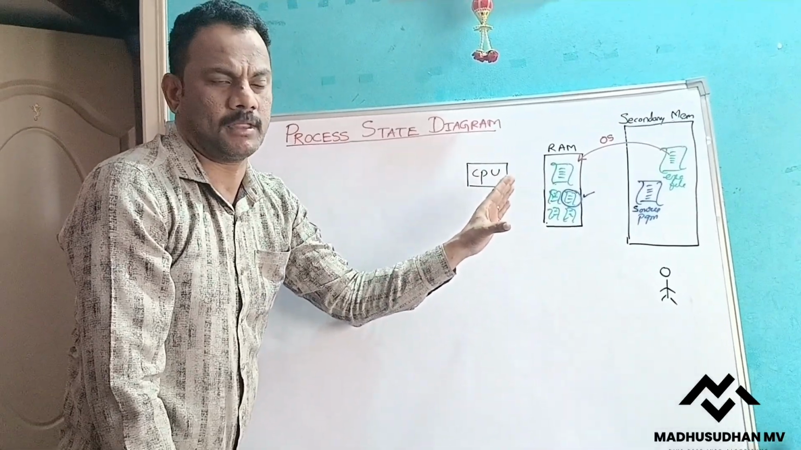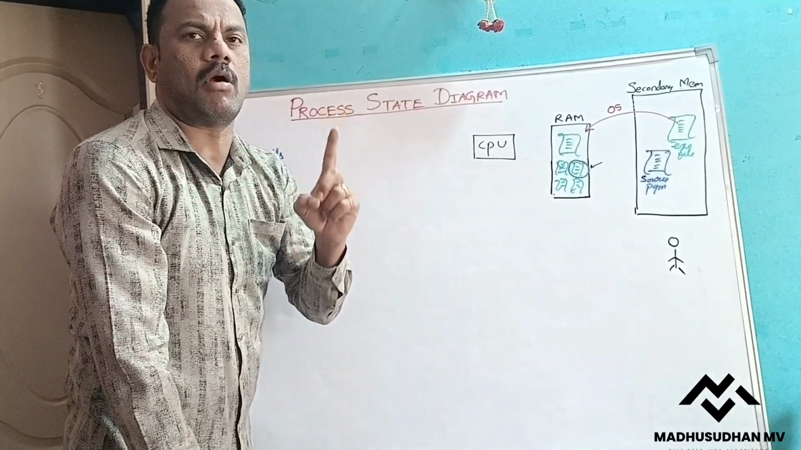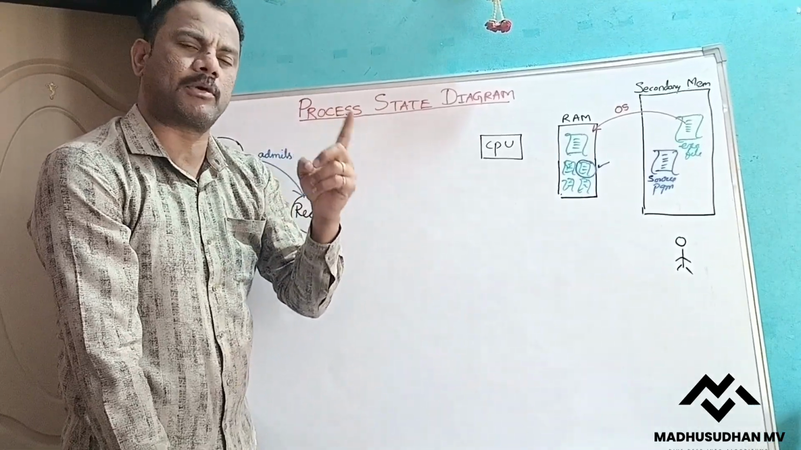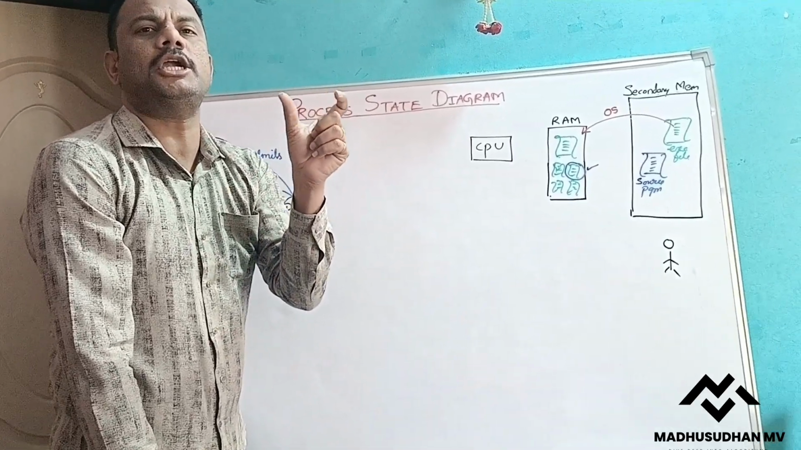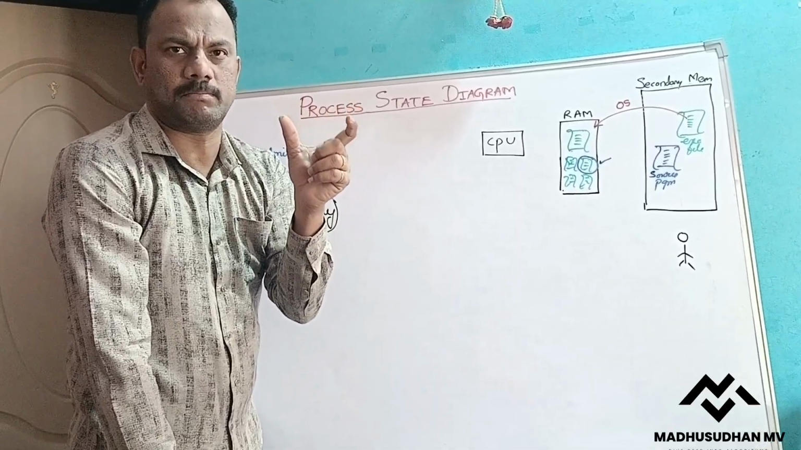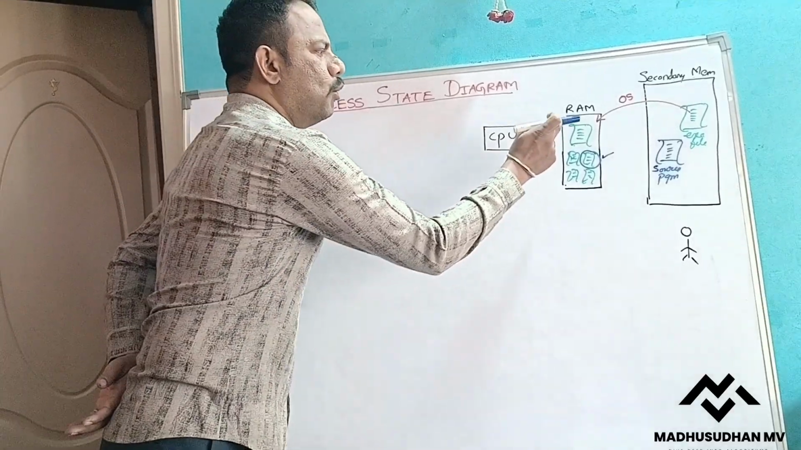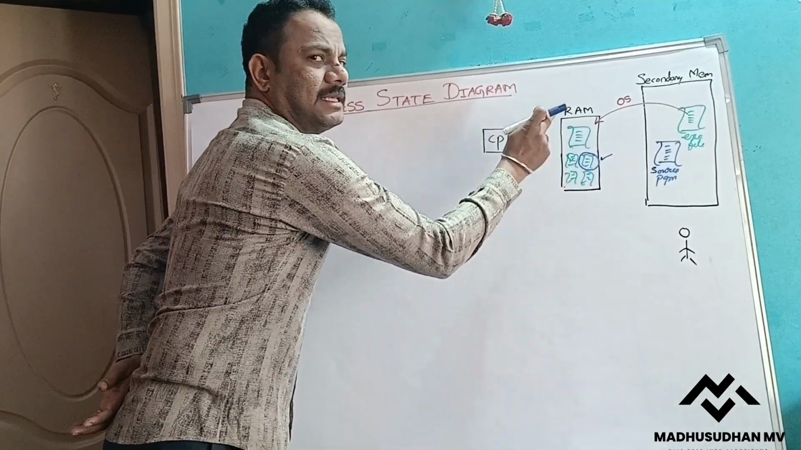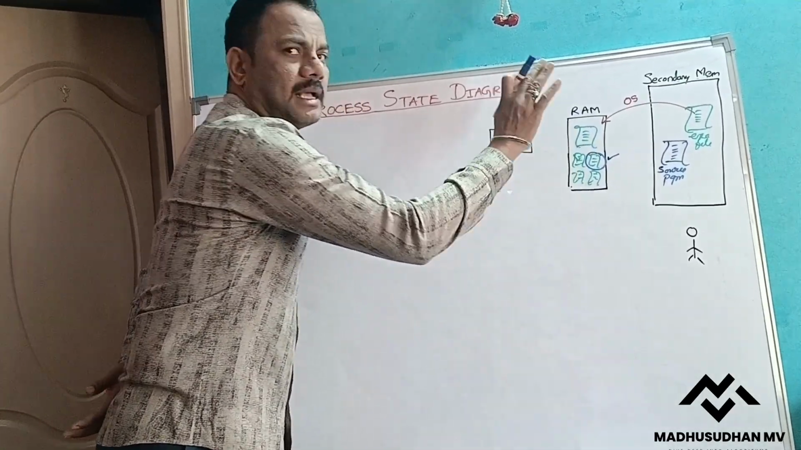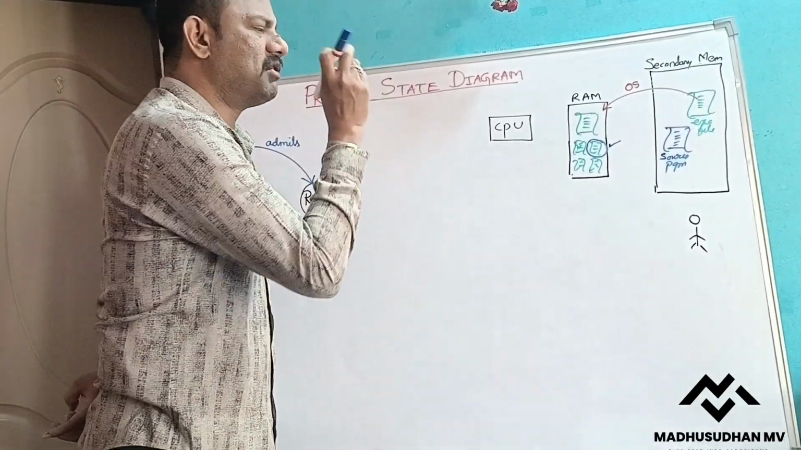For that, it uses one special program, again a system program and a part of the operating system, that is the scheduler. A scheduler is a special type of system program which will select which process has to be executed after one process completes.